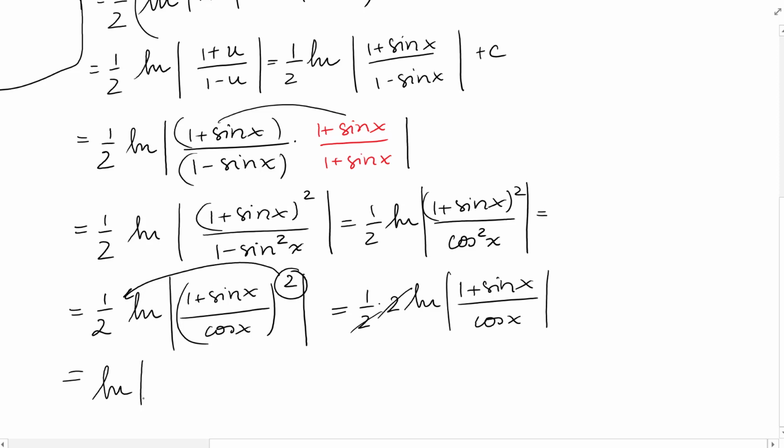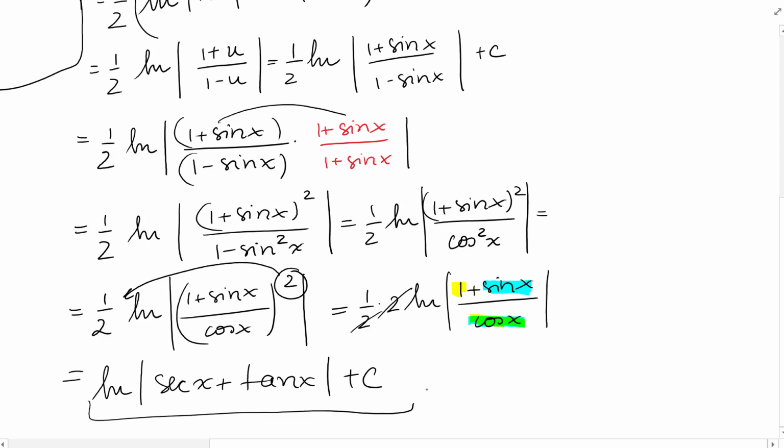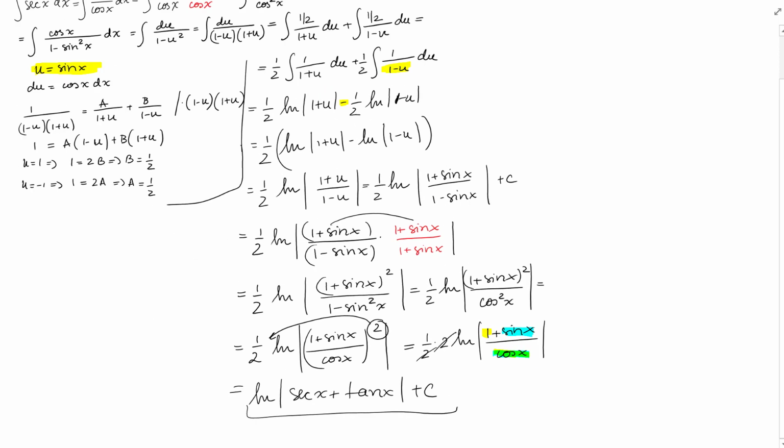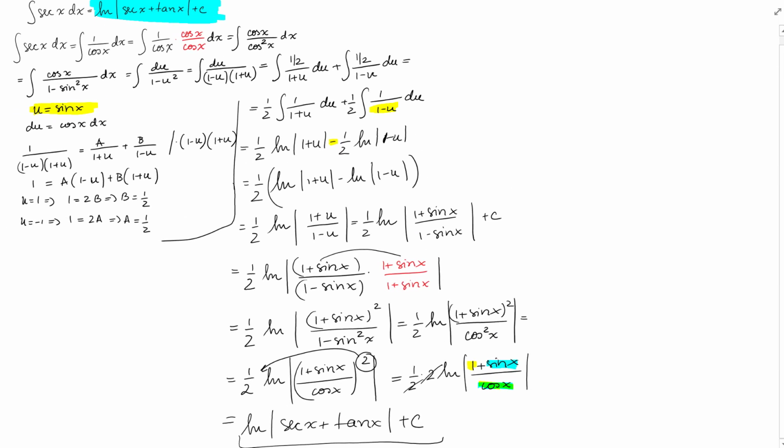And we end up with ln of absolute value of 1 over cosine of x, which is secant of x, and sine of x over cosine of x is tangent of x. And let's not forget the c, but we did prove what we set ourselves to do: the integral of secant of x dx is ln of absolute value of secant of x plus tangent of x plus c.